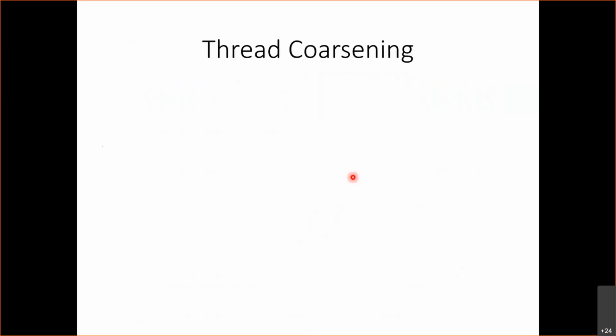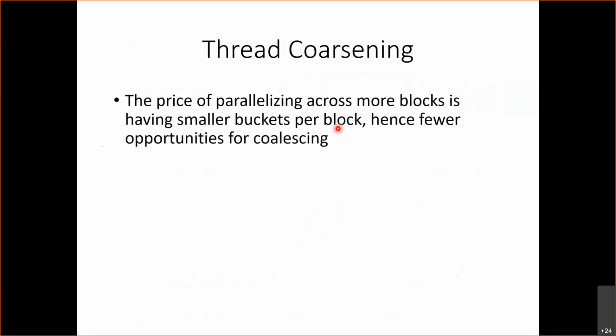But another way that we can optimize coalescing is, as you said, through thread coarsening. Here for radix sort, the price of parallelization across more blocks is that the more blocks I have, the fewer elements I have per block, and therefore the fewer elements I'm going to have per bucket per block, and therefore the fewer opportunities I have for coalescing.